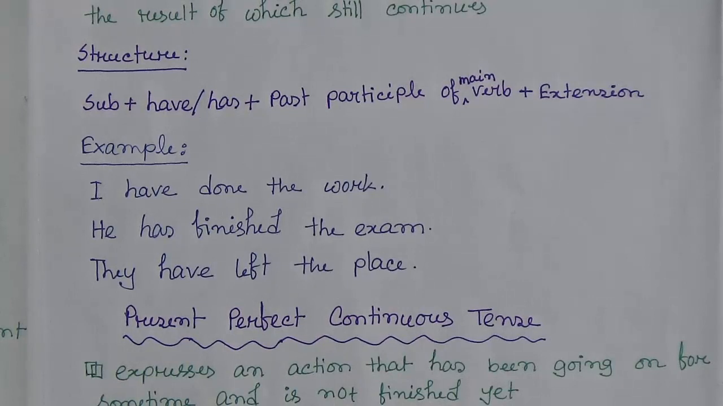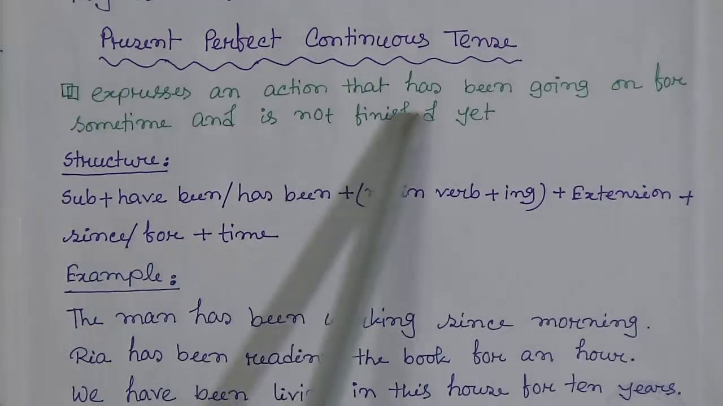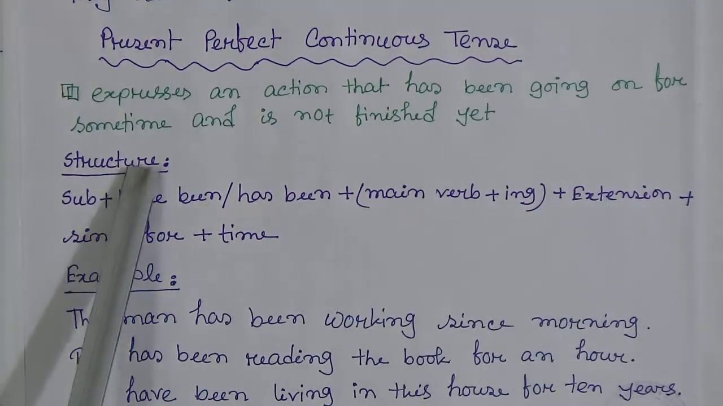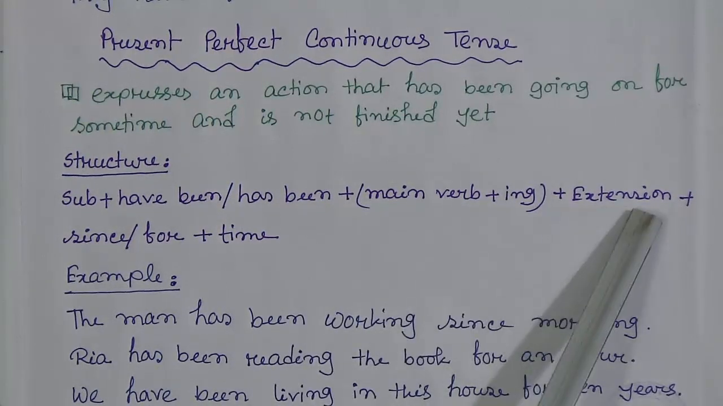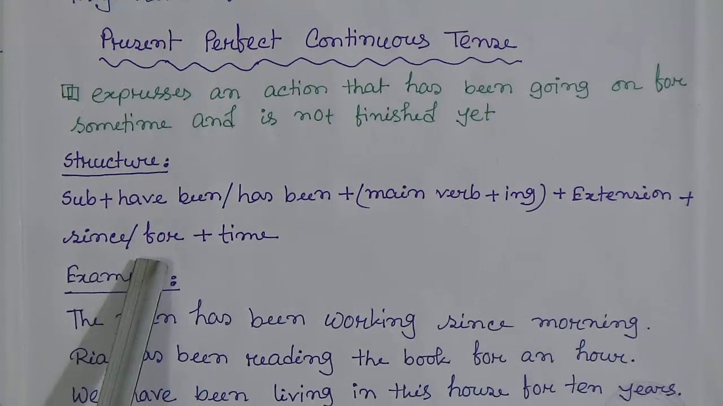Now the next one, present perfect continuous tense. Present perfect continuous tense describes or expresses an action that has been going on for some time and is not finished yet. Now the structure: subject plus have been or has been plus main verb plus ing plus extension plus since or for plus time.